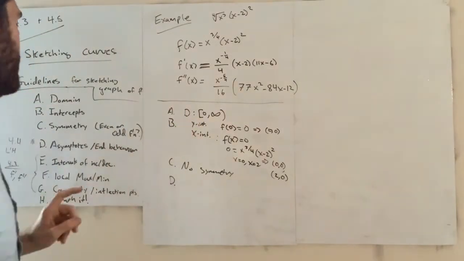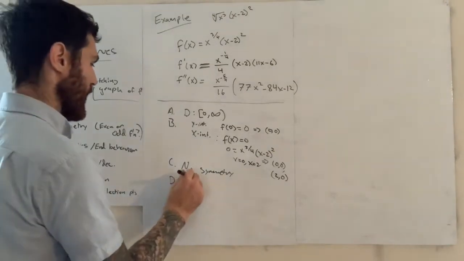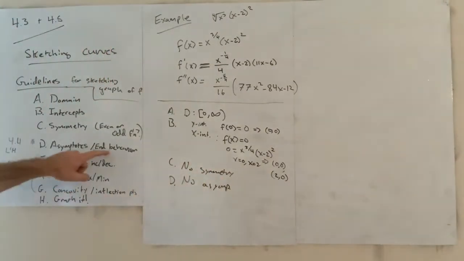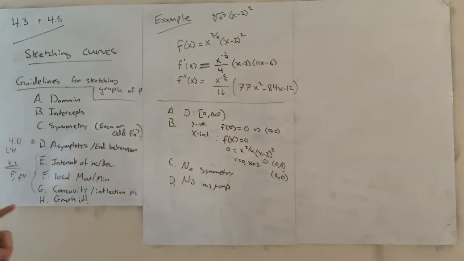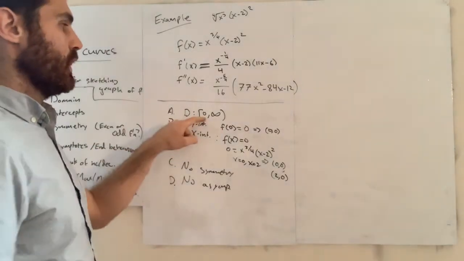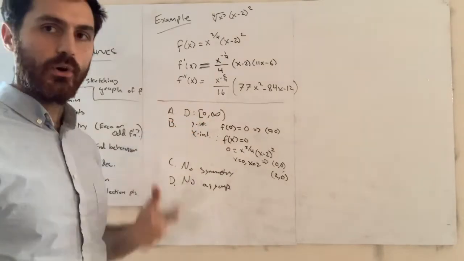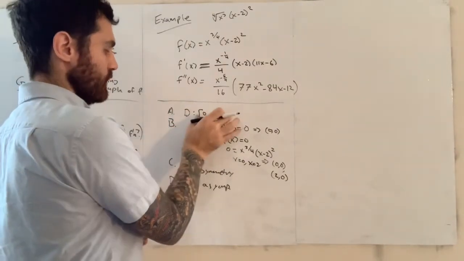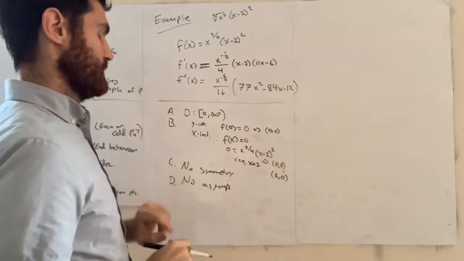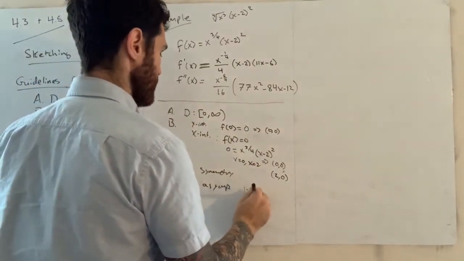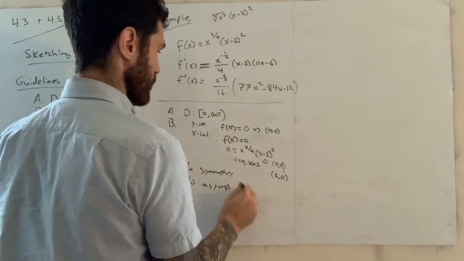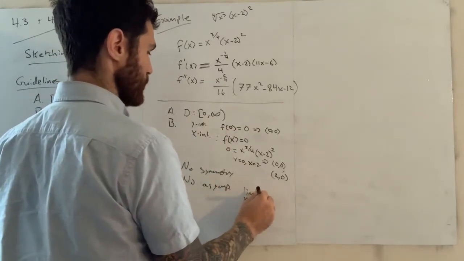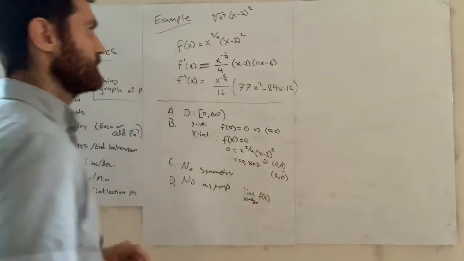But we can talk about, so no asymptote, but we can talk about end behavior. And what that means is, what about the ends of your domain, the ends of your intervals on your domain? Since our domain goes off to infinity, we can consider the limit as x goes to infinity of f of x.